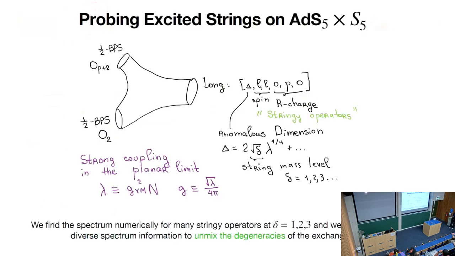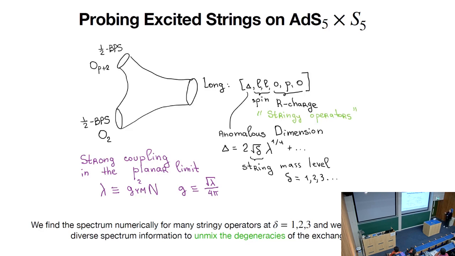Alright, to start, I would like to say what setup we're interested in. We consider scattering of two BPS operators into some long operator. So we have O_{p+2}, O_2, a 1/2 BPS operator, scattering into some long state with some scaling dimension Δ and R charge. These operators originate from single trace operators.